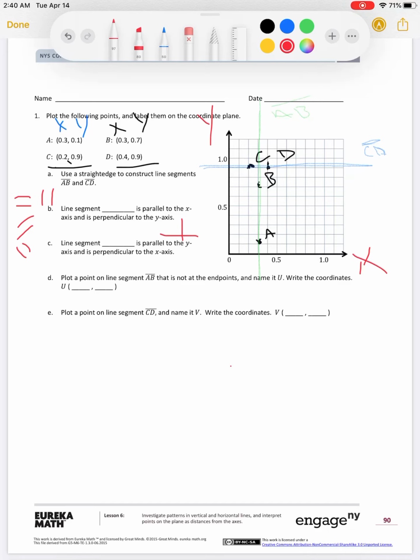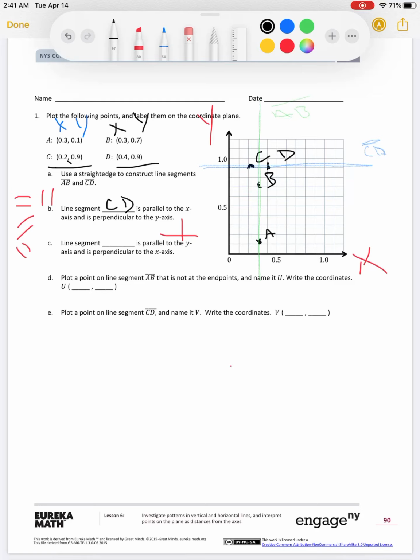Okay? So it says line segment blank is parallel to the x-axis. Here is our x-axis. So I need another line that runs the same direction as the x-axis. Would it be line segment AB? Or would it be line segment CD that's parallel to the x-axis? Very good. So the x-axis runs this way. Line segment CD runs that way. So line segment CD is parallel to the x-axis. And I'll write it in.